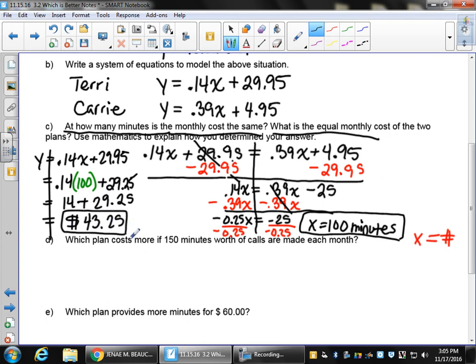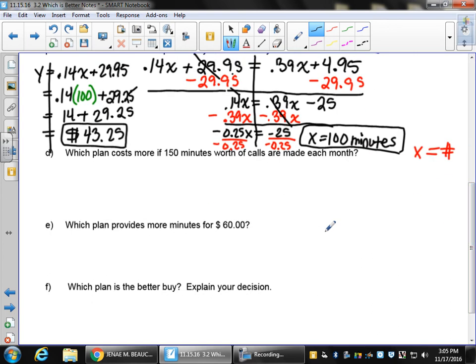Unless it says explain your answer in a sentence, I'm totally okay with you just saying 100 minutes, get a label there, and $43, the dollar sign, and 95 cents, because that clearly tells me you understand what your answer means. So it doesn't matter whose plan you choose if you talk for 100 minutes, because the cost is the same for both plans. Starting with question D, we have some follow-up questions. Which plan costs more if 150 minutes worth of calls is made?